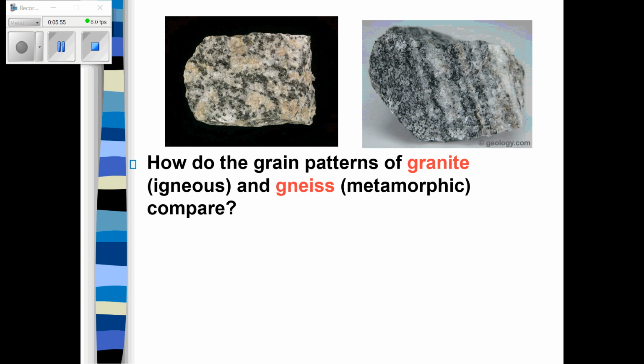All right, so if we look at our granite on the left and the gneiss on the right, how do they compare? If you notice, the granite has the random pattern. And if you look over to the picture on the right, the gneiss has more of a banded appearance, which is characteristic of one of the types of metamorphic rocks.